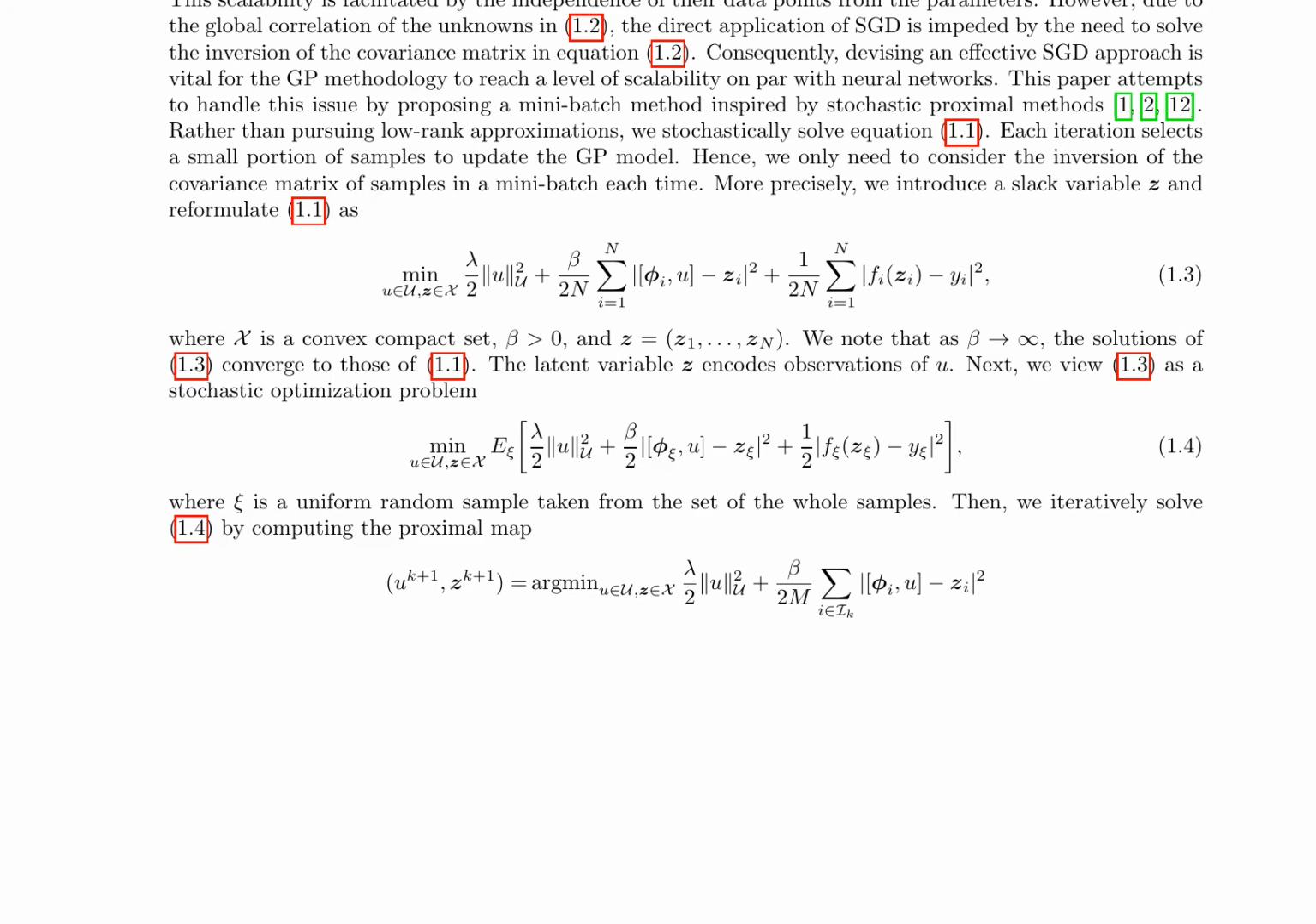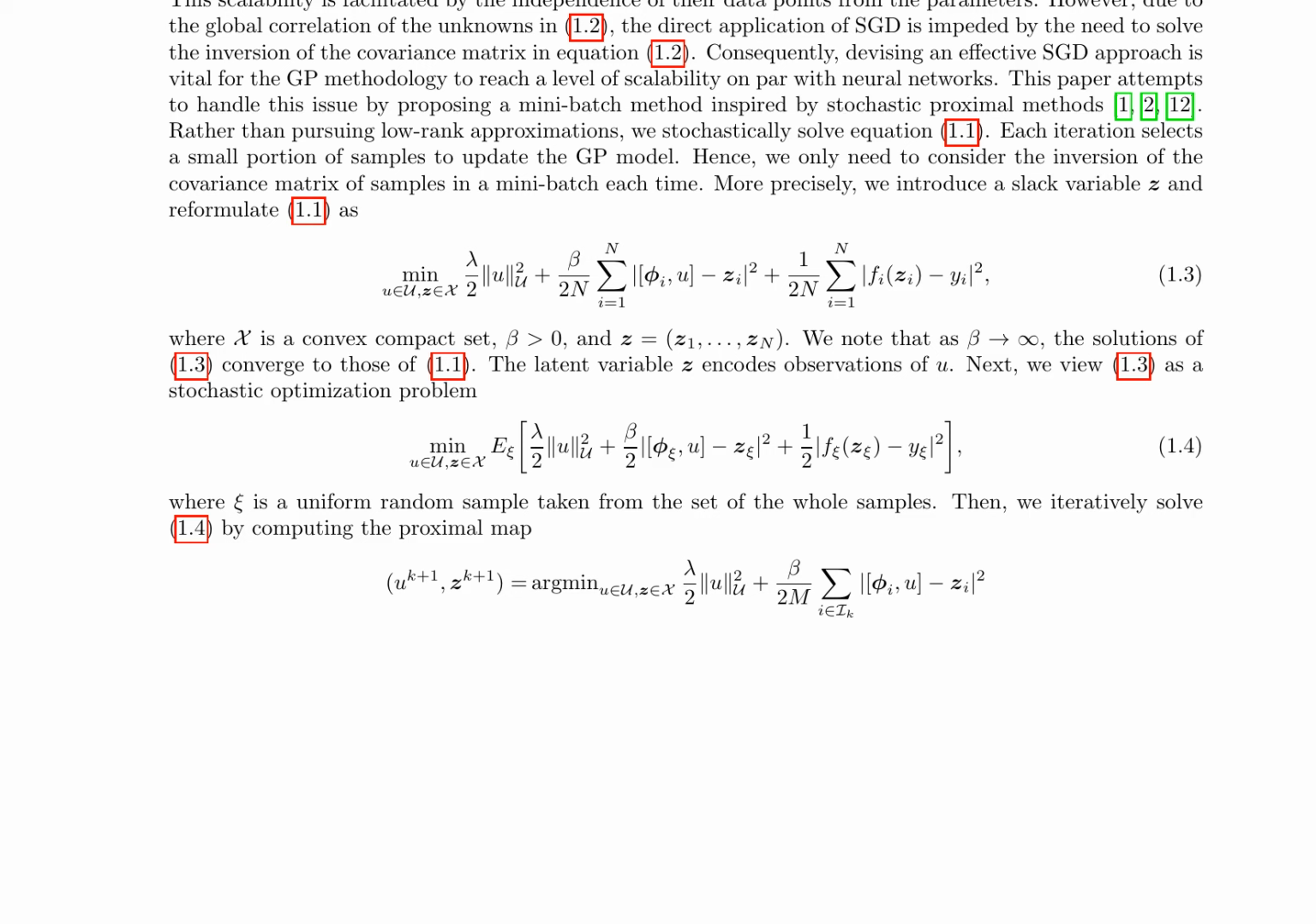This paper proposes a mini-batch method for GP regression inspired by stochastic proximal methods. Instead of pursuing low-rank approximations, the method stochastically solves the GP equation by selecting a small portion of samples to update the GP model in each iteration. This approach reduces the computational cost by only requiring the inversion of the covariance matrix of samples in a mini-batch.